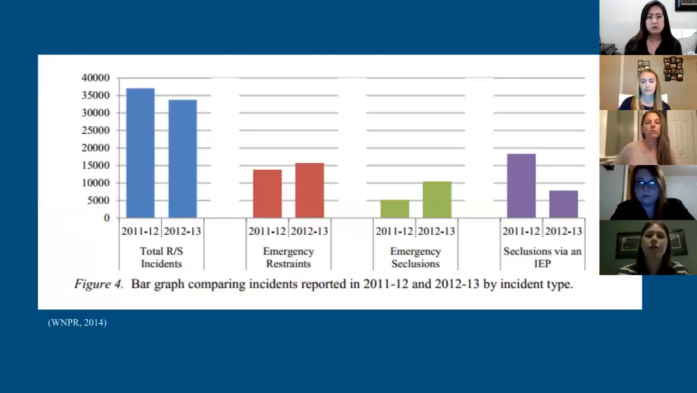And lastly, I just want to show you a graph. This was from the 2011 to 2012 and 2012 to 2013 school years. Now, if you can see the total restraint and seclusion incidents, that's about 35,000 kids or individuals who have been restrained and secluded. Yes, it did go down a little bit during the next year, but those are still astounding numbers, and it should not be that high. If we knew how to prevent such behaviors or use other interventions, then these numbers could definitely go down.